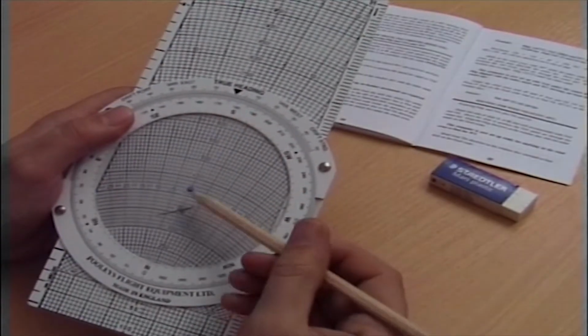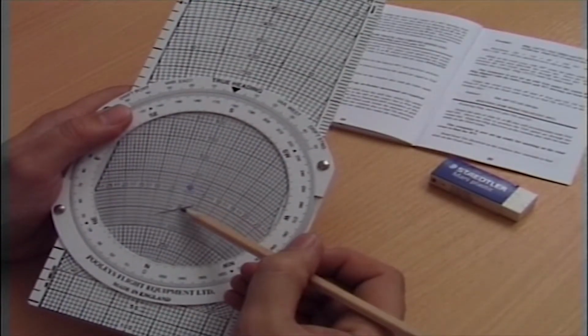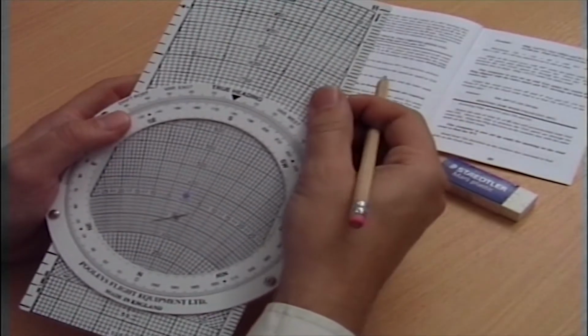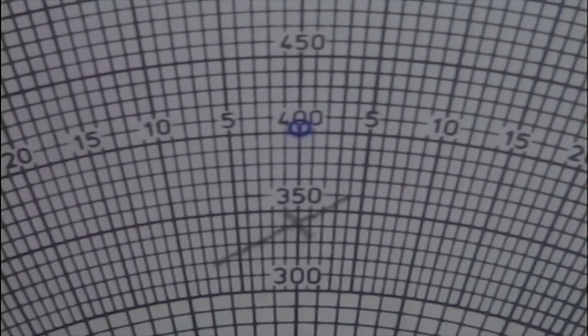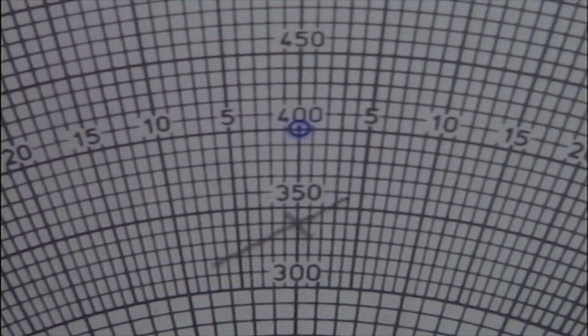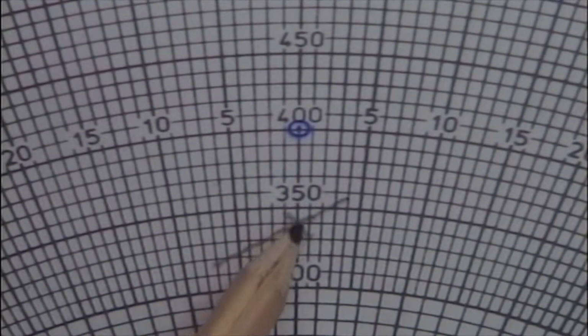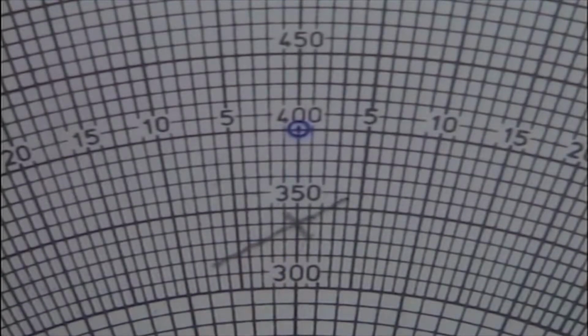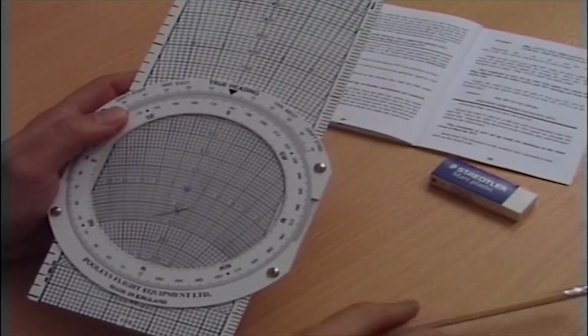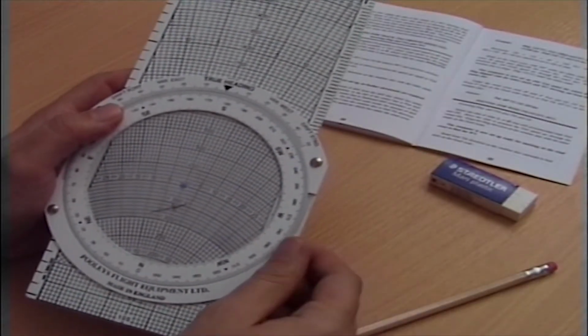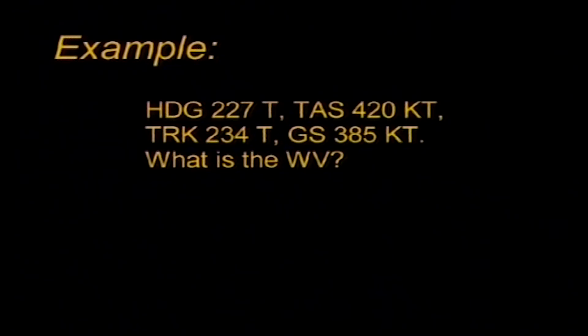The wind speed in this case is not easy to count out. To make it easier, move the slide to say 400 knots. This does not affect the reading. 10, 20, 30, 40, 50, 60 knots. 177/60 knots.